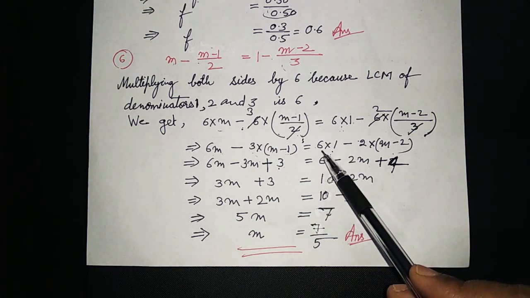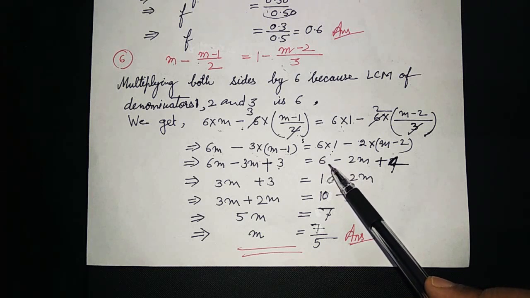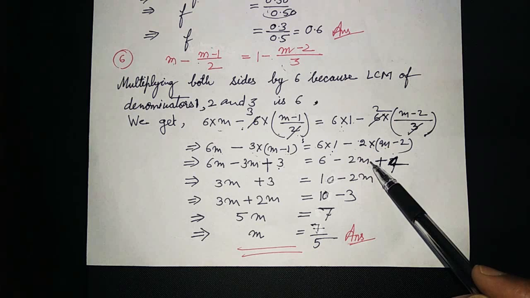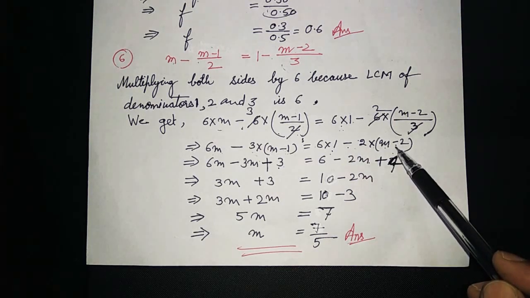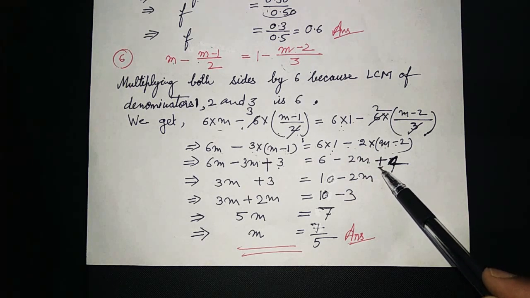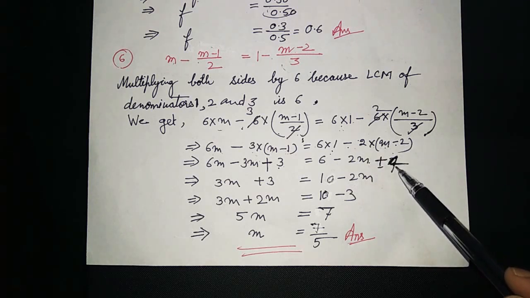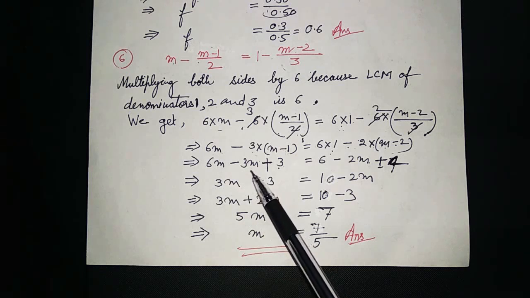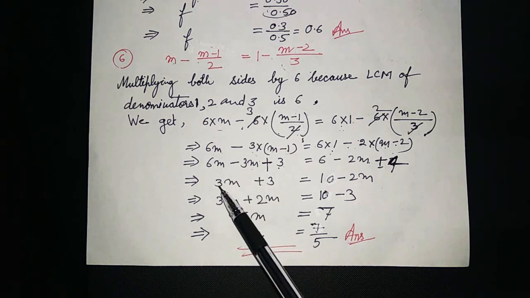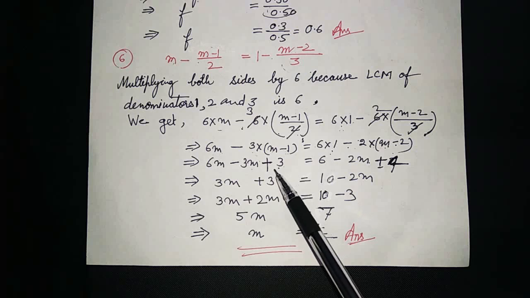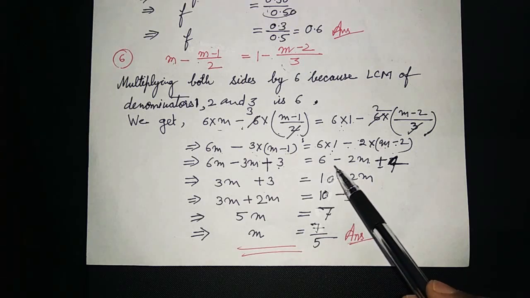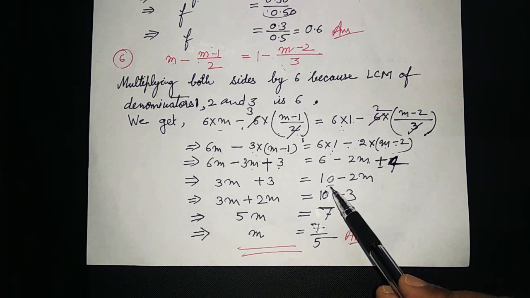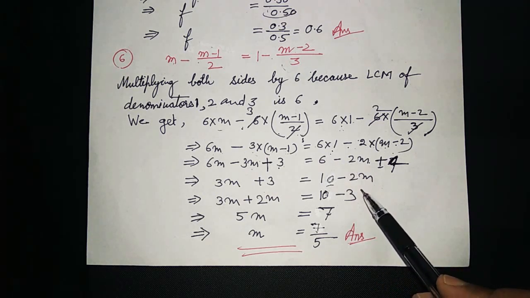On right hand side 6 into 1 we will get 6, and minus 2 into m, minus 2m will come, and then minus if we multiply then we get plus, and 2 2s are 4, and then 6m minus 3m. For this we will write 3m in the next step, plus 3, and here on the right hand side plus 6 and plus 4. If we add we get 10, 10 minus 2m is coming.